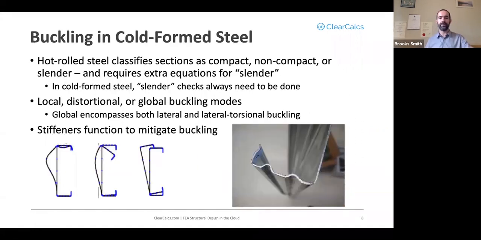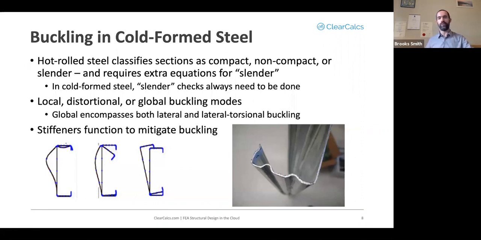So buckling, those of you more used to hot rolled steel may be used to the classifications of a compact, non-compact, or slender section. And there are a few extra calculations that are required if your section is slender. In cold form steel, we essentially assume that every section is slender, and you always need to do every check for buckling. Local, distortional, or global buckling modes are checked. Global includes both lateral and lateral torsional buckling.